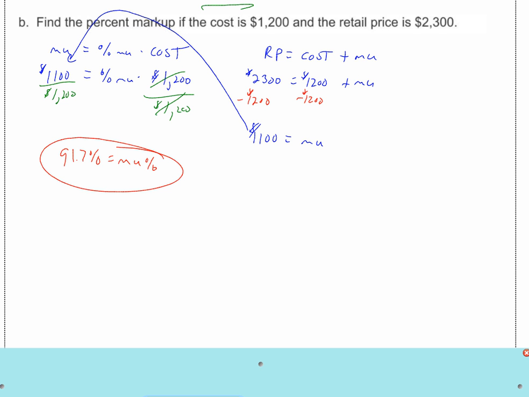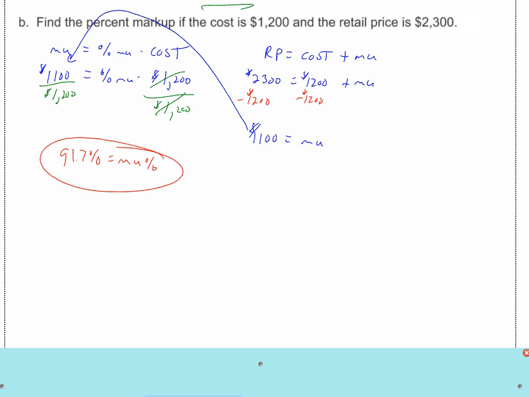All right, so on 3, class, I want you to give me the percent markup on 3. Here we go, 1, 2, 3. Okay, make sure, does my answer make sense? 0.91% doesn't. 91.7%. Does that make sense?